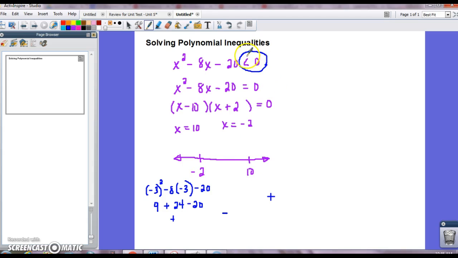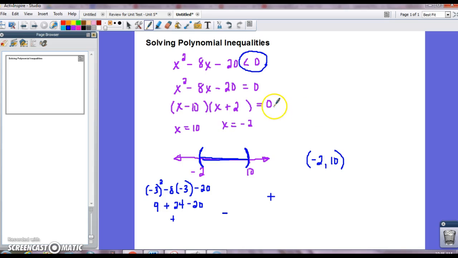Now, because this is strictly less than, I can't include them as part of my solution. So graphically, when I write this, I would put parentheses here. This is a parenthesis, and this is a parenthesis. And I would color in the line between them, and I would say my answer then is from negative 2 to 10. Okay, so that's pretty straightforward.